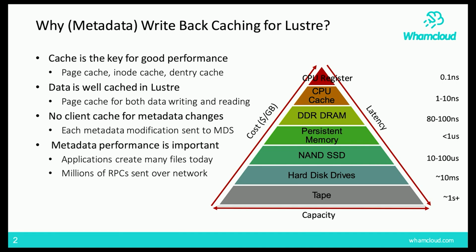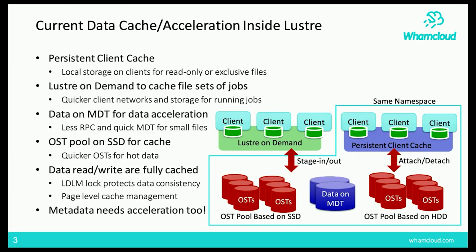But metadata performance is important still, because applications do tend to create lots of files, they do tend to do other operations. There are millions of RPCs sent over the network, so I kind of set out to see how that could be improved for at least more important use cases.